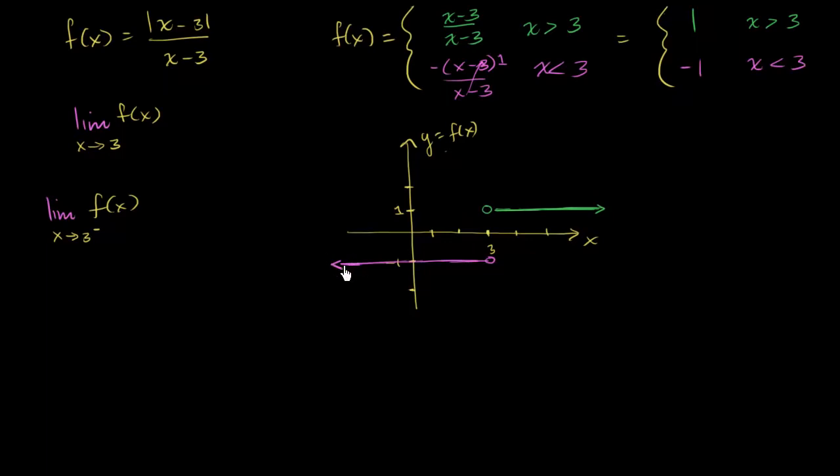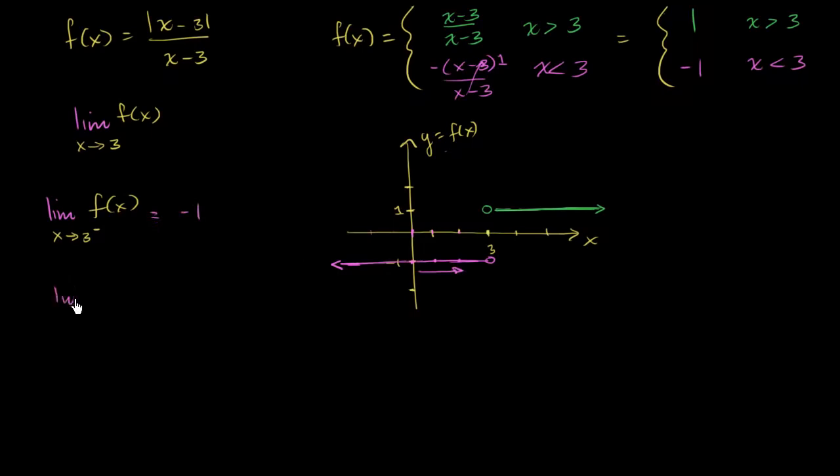In this case, if we start with values lower than 3, as we get closer and closer, say we start at 0, f of x is equal to negative 1. We go to 1, f of x is equal to negative 1. We go to 2, f of x is equal to negative 1. If you go to 2.999999, f of x is equal to negative 1. So it looks like it is approaching negative 1 if you approach from the left-hand side.